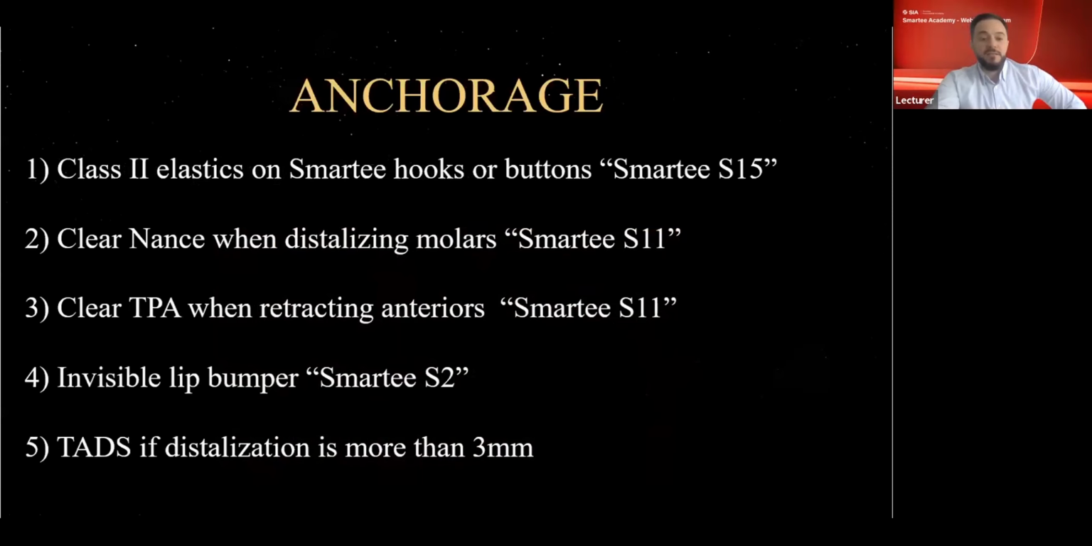So to summarize, Smartee has helped us in reinforcing the anchorage during distalization by applying Smartee hooks and buttons, utilizing the palate by using the clear TPA, and using also the lip of the patient by having the invisible lip bumper. And of course, if we need more anchorage, if we need more distalization to be achieved, we can use the mini implants.